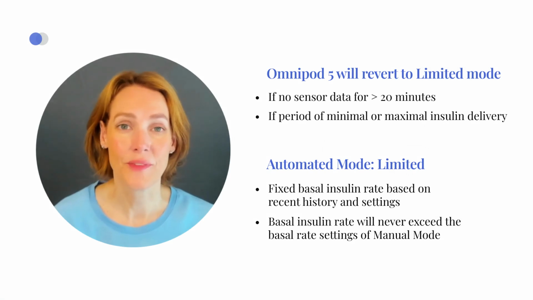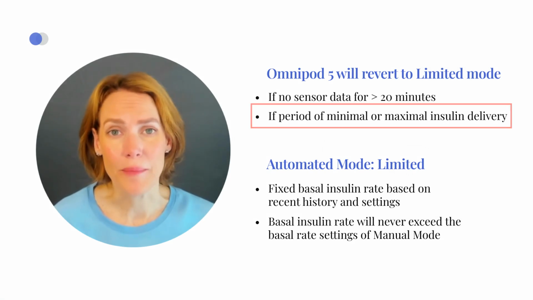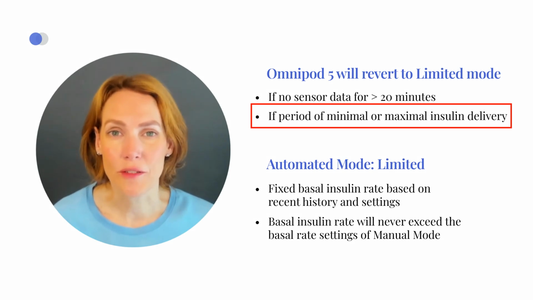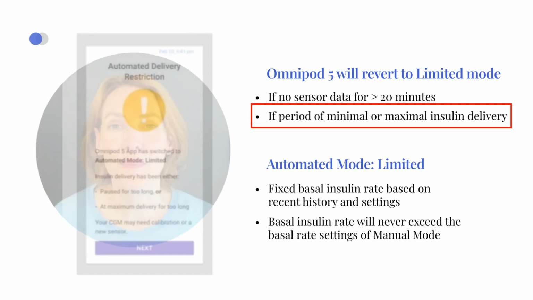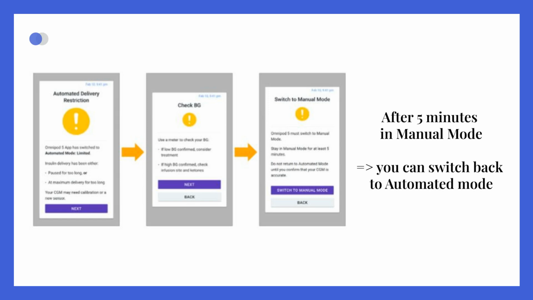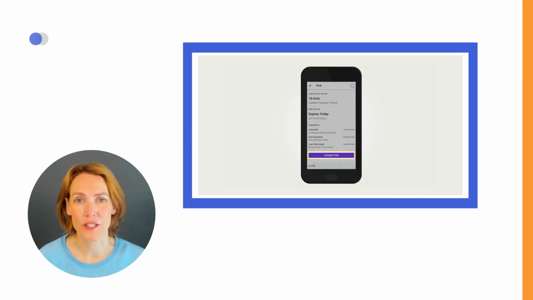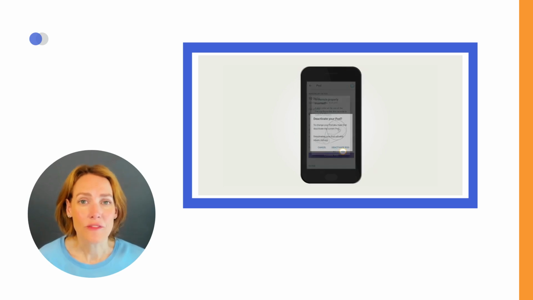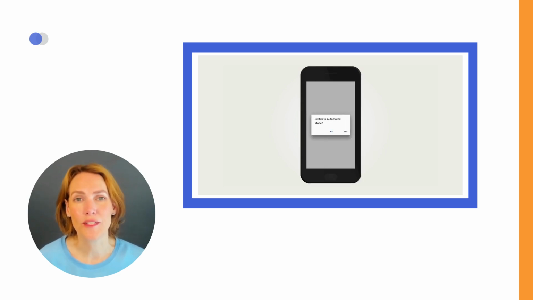In addition, limited mode may be triggered by minimum or maximum insulin release continuously for an extended period of time, resulting in an automated delivery restriction alarm. It is important to respond appropriately by confirming the accuracy of the sensor and reactivating automated mode. When deactivating a pod, the system automatically switches to manual mode. After activating a new pod, you will be advised to restart automated mode again.